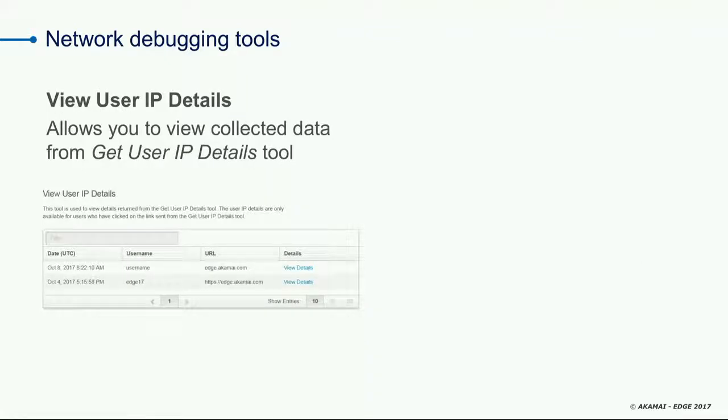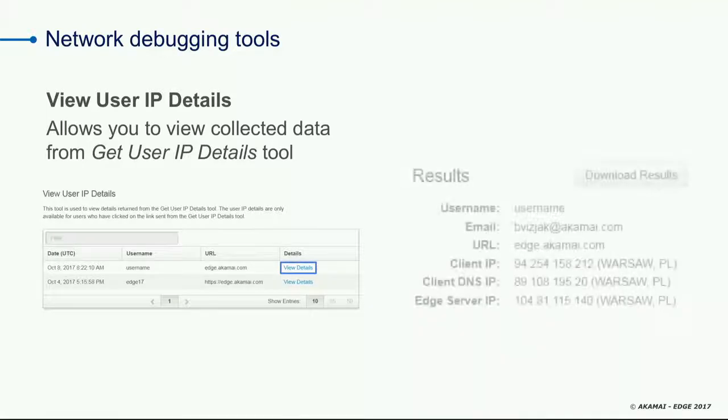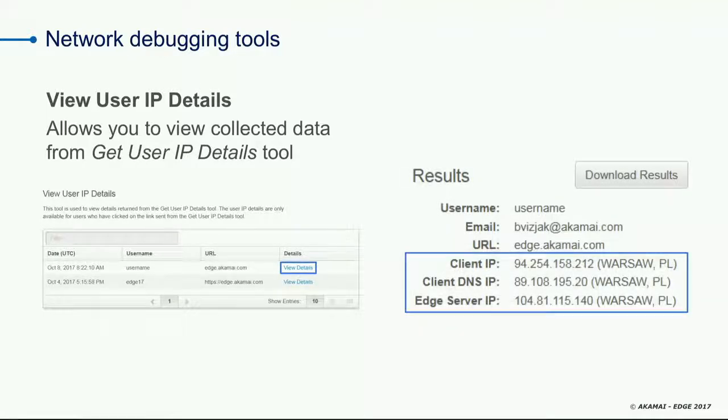In this view user IP details tool, once the customer has clicked on the unique URL, it pops up here, and once you click on view details, it shows you the IP details of the end user. It tells you what the client IP is, the DNS server to which he or she connected, and the Akamai server IP details as well. It also gives you where that IP is located. So with this information, the first step of troubleshooting has already started.